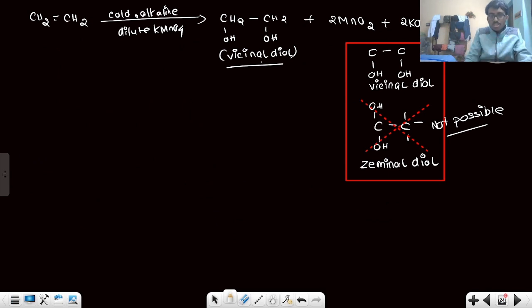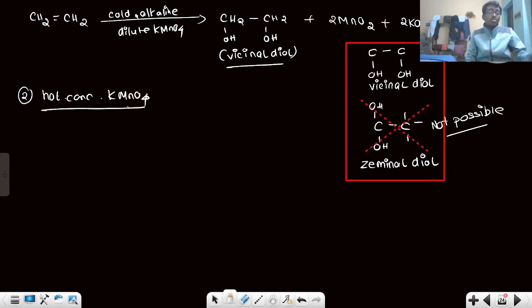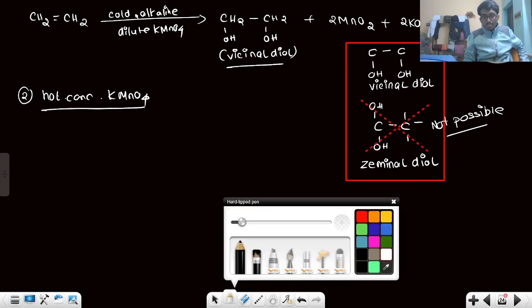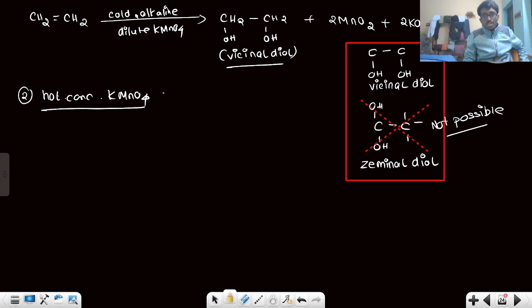Then next we have case number 2. Case number 1 we discussed: cold alkaline dilute KMnO4. The second case we will discuss is hot concentrated KMnO4. First we discussed cold dilute alkaline KMnO4, now hot concentrated KMnO4. If we use hot concentrated KMnO4, direct oxidation will happen. It is a highly oxidizing agent. Please remember this, very important.